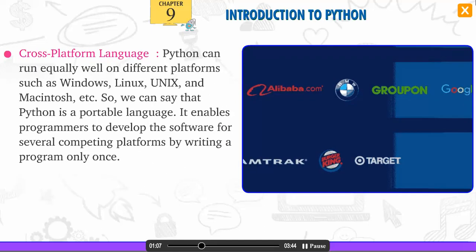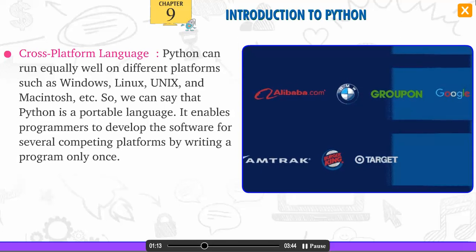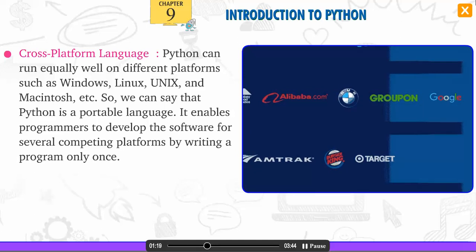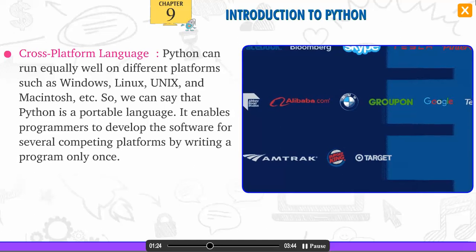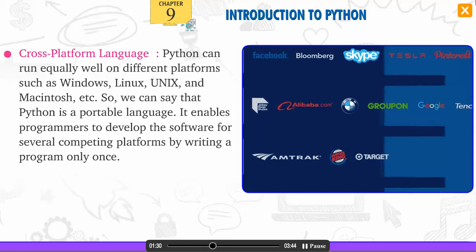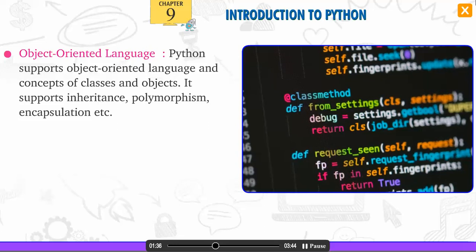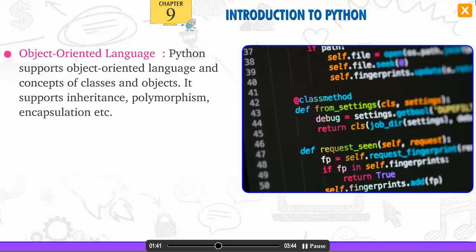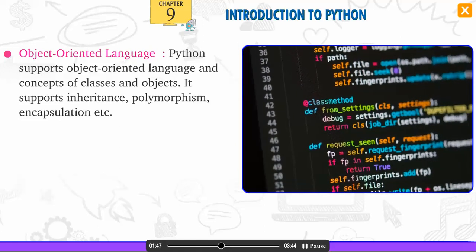Cross-platform language. Python can run equally well on different platforms such as Windows, Linux, Unix and Macintosh, etc. So, we can say that Python is a portable language. It enables programmers to develop the software for several competing platforms by writing a program only once. Object-oriented language. Python supports object-oriented language and concepts of classes and objects. It supports inheritance, polymorphism, encapsulation, etc.